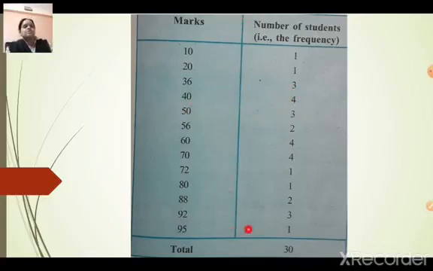Do you remember in 8th standard we used to draw one more column over here? It is called tally marks. You can solve it by using tally marks also. Now what is the meaning of this 92? In front of that, 3 is written. What is the meaning of this? That means there are 3 students who have scored 92 marks. So this type of table is called what? Ungrouped frequency table.